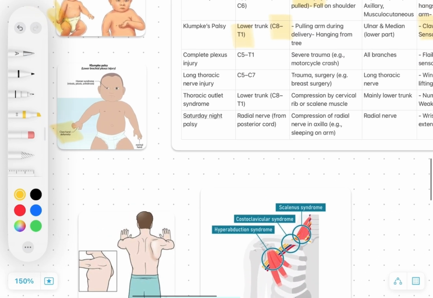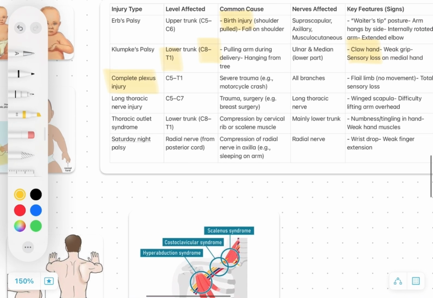Next is complete plexus injury. It occurs during severe trauma. Here all the branches from C5 to T1 are affected. Here flail limb, or no movement of the limb, along with total sensory loss is seen.